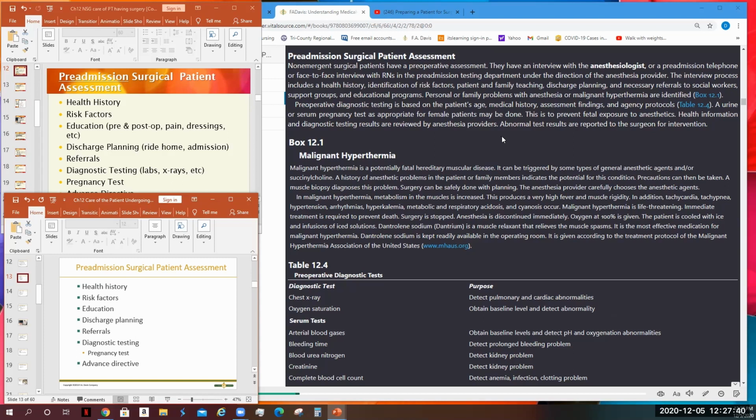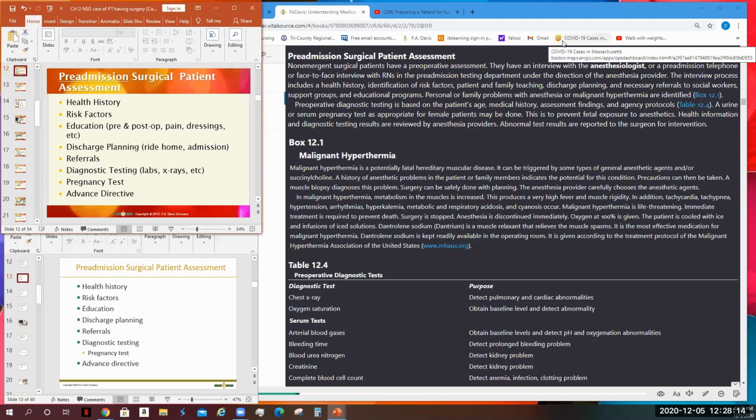The anesthesia provider carefully chooses the anesthetic agents. In malignant hyperthermia, metabolism in the muscles is increased. This produces a very high fever and muscle rigidity. In addition, tachycardia, tachypnea, hypertension, arrhythmias, hyperkalemia, metabolic and respiratory acidosis, and cyanosis occur. Malignant hyperthermia is life-threatening. Immediate treatment is required to prevent death.